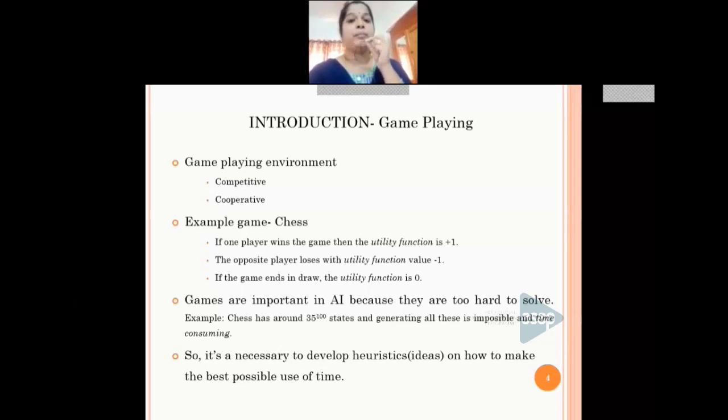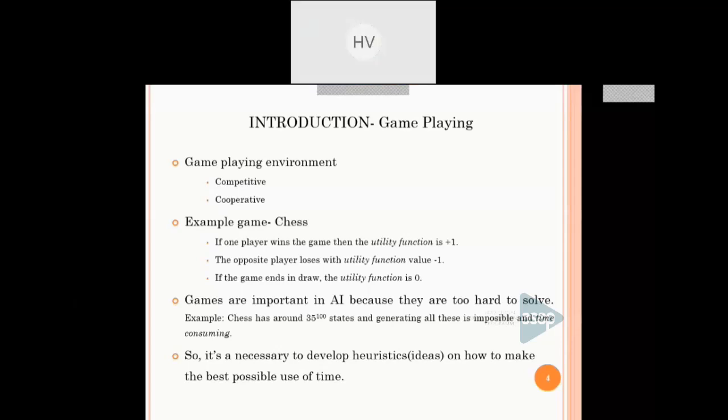If a particular team wins the game, then the utility function assigned for that team will be +1. The team that loses the game will get the utility function value -1. And if the game ends in a draw, then the utility function value will be 0. Games are important in artificial intelligence because they are too hard to solve. For example, in the chess game itself, it will take 35 power 100 states if you write the step-by-step procedure in some cases. At the maximum, 35 power 100 states are needed to explain this game.